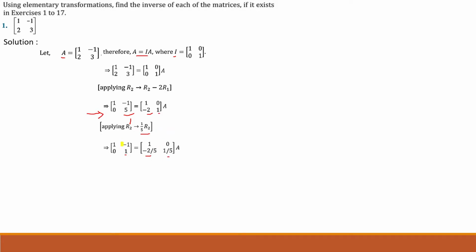And for the last transformation, we have to make this element as 0. तो हमारा ये matrix identity matrix में transform हो जाएगा. We'll simply add this row with row 2. So minus 1 plus 1 will become 0. So applying R1 plus R2, ये 0 हो जाएगा. Similarly, ये as it is होगा because 0 plus 1 is 1. And for this matrix, it will be 1 minus 2 by 5, which is 3 by 5. And 0 plus 1 by 5 is 1 by 5.